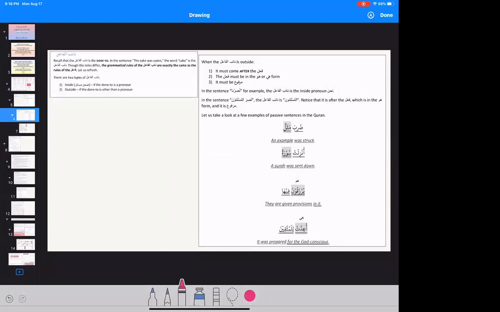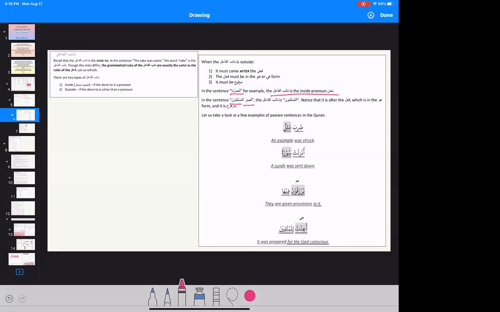For example, in the sentence nusirna, the naib fa'il is the inside nahnu. Okay, so instead of calling this na the fa'il over here, we are going to call it naib fa'il now. And if I say nusira al muslimuna, so now nusira is our fil madi majhul, and since this is huwa, we can look for an outside naib fa'il, and this muslimuna, which is rafa' in status, is our naib fa'il.